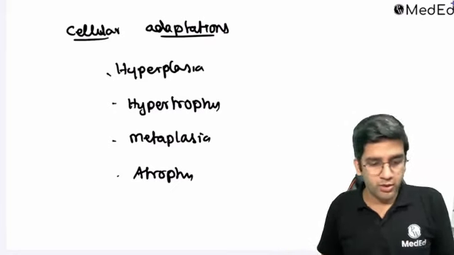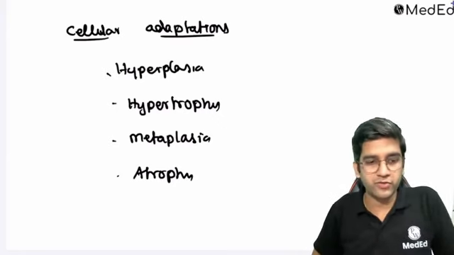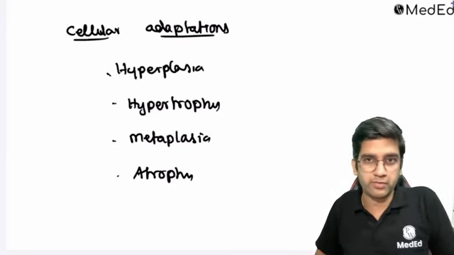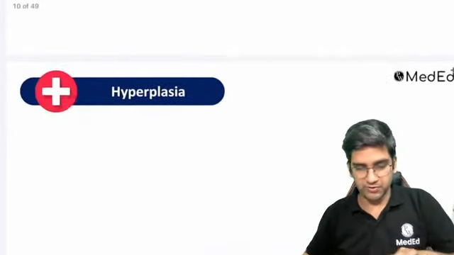Right. So the first thing is hyperplasia. First you look at hyperplasia, then go to hypertrophy, then go to metaplasia, and then we'll go to atrophy, right? Okay, a little bit uncomfortable. Fine.